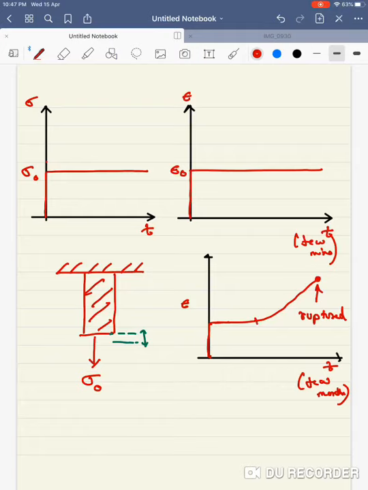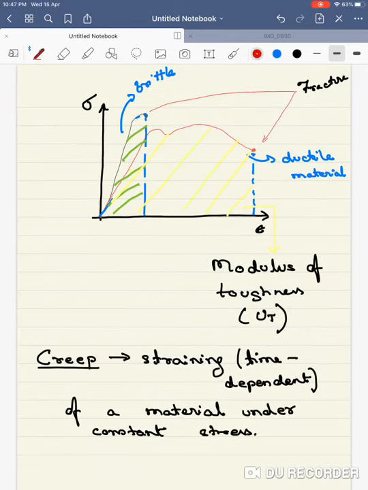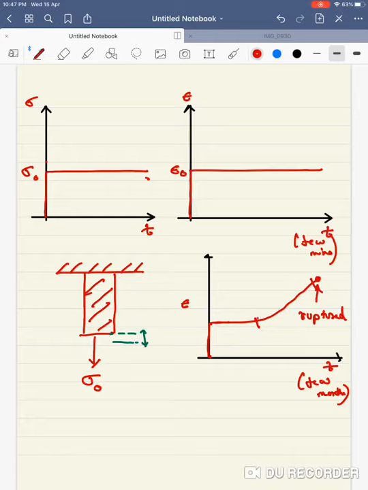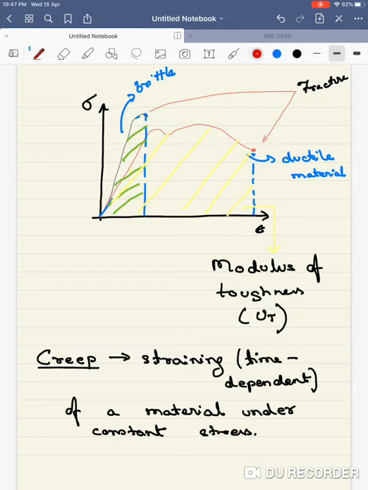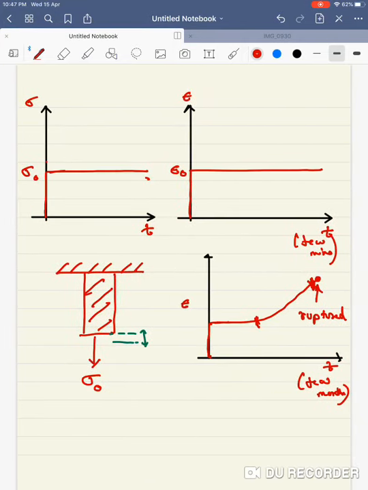This phenomenon where the strain increases under a constant stress, that is called creep. So when it says straining time dependent of a material under constant stress, the straining is this phenomenon right here in this graph, and it is happening under constant stress, and it is a time dependent phenomenon. This is a very important phenomenon which happens in systems, and the full analysis of this is not part of an undergraduate course, but this is something that you must be familiar with.